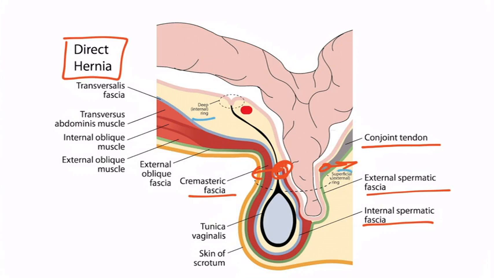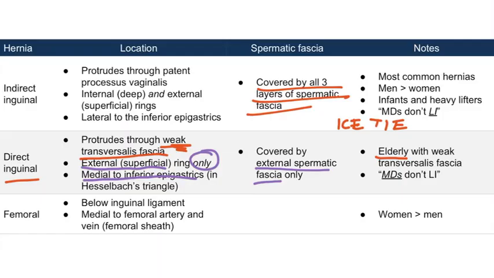It just went straight to the superficial or external ring. And by doing that, it split the layers and got covered only by the outermost layer. And going back to this table, we can see that the direct inguinal hernias are covered only by the external spermatic fascia. And where do they occur? They occur medial to the epigastric arteries, which is where MDs comes from. Medial, again, medial to the epigastrics, and D for direct.